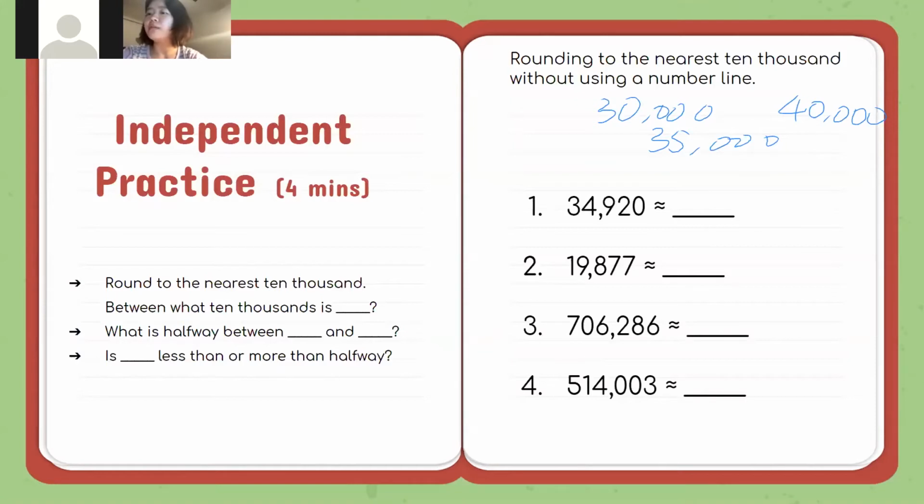And is this number 34,920 less than or more than the halfway point? The answer is less than. So when the number is less than the midpoint, we will round this number down. So we will round this number down to 30,000.